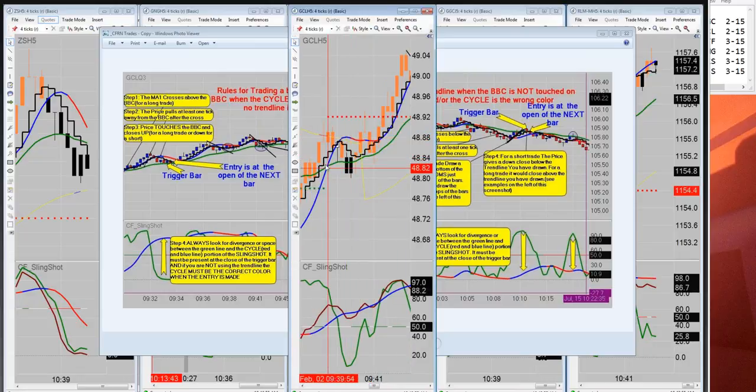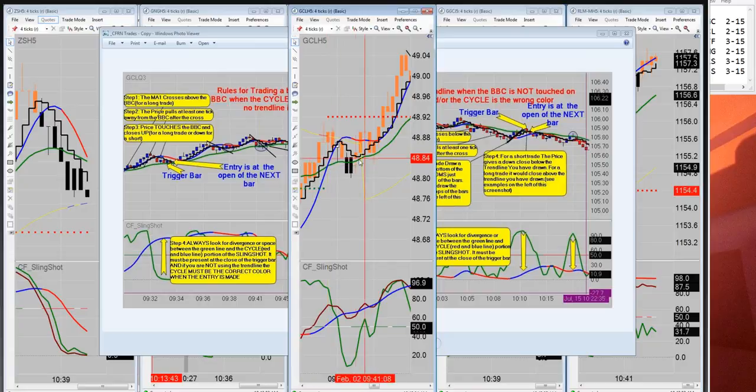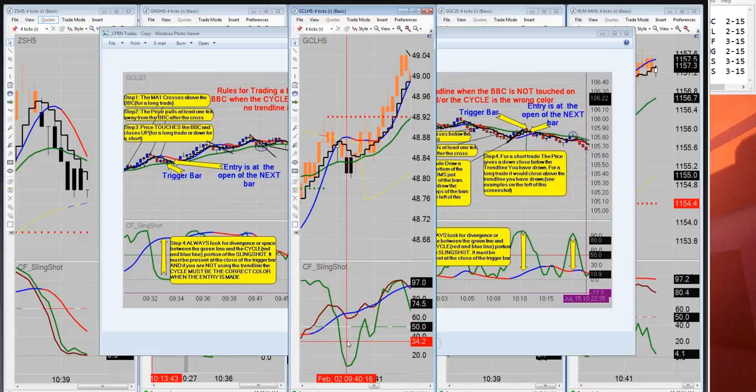Alright, step 1. Now, the things that we look at in here are the MA1, which is the red and blue line here on price, the BBC, which is the green line on price, the black step line, which is right in here, the cycle, which is down here in the slingshot, it's the red and blue line in the slingshot, and the green line down here in the slingshot.